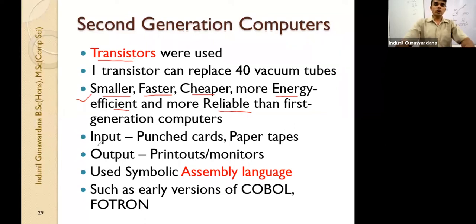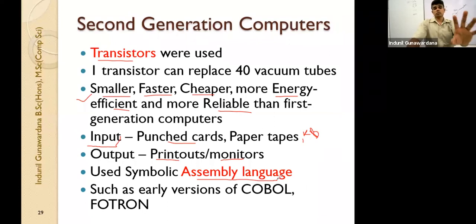Right. After that, we go to the next one, still under the second generation. There we had the inputs using punch cards, even paper tapes, as well as keyboards during that time. And the monitors were there as the output, even printouts were there. And those machines were running with assembly language. So there was a programming language called assembly.